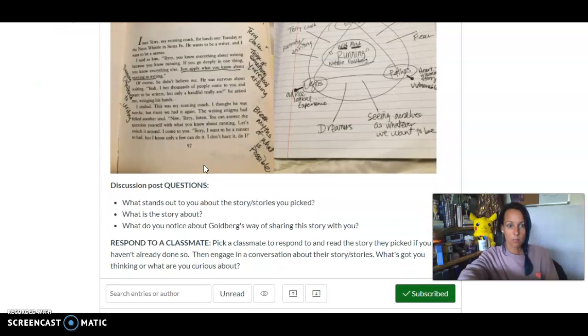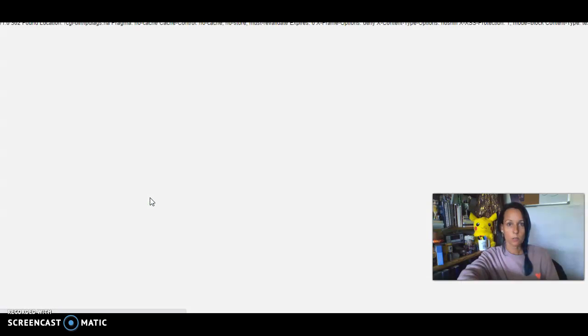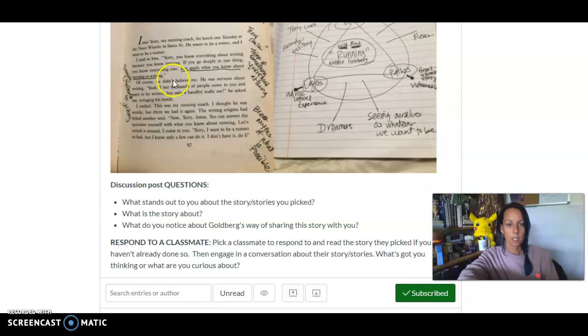So here are some discussion post questions. I'm waiting for the other page to load. What stands out to you about the story or the stories that you picked from Wild Mind? What is the story that you picked about? And what do you notice about Goldberg's way of sharing this story with you?